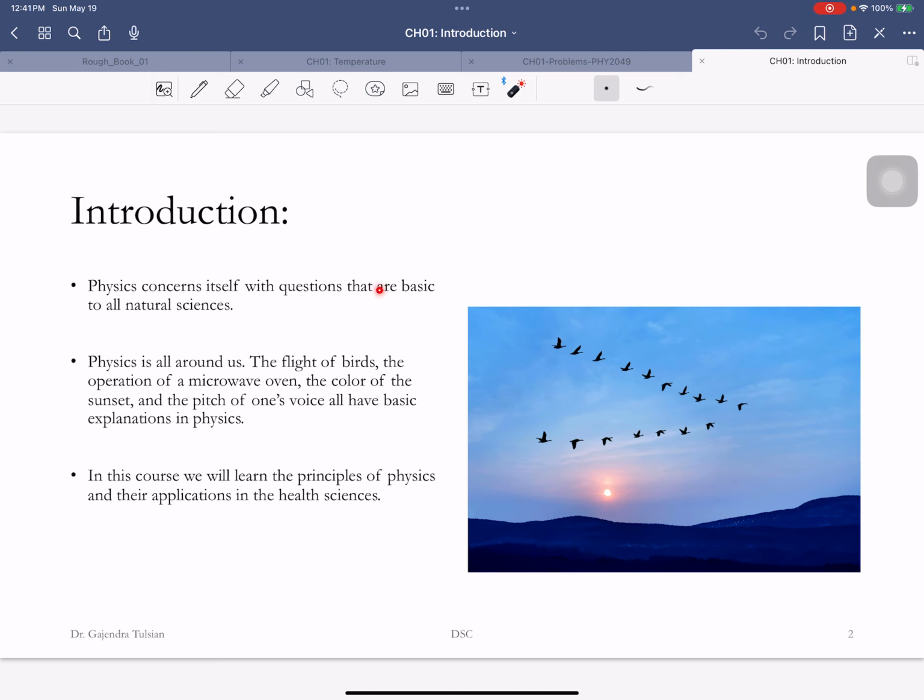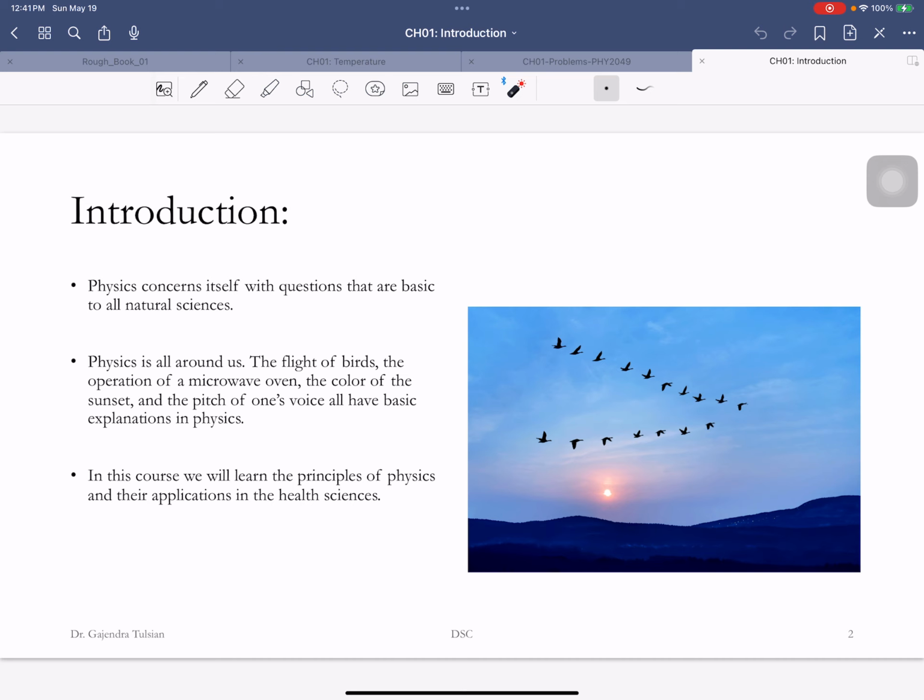Physics answers some of the most basic questions in all of natural science. Okay, so physics sort of is at the foundation of natural sciences. You see it all around us. So, for instance, this collective behavior by birds is an energy conservation principle. They do this to conserve energy. You see the bicyclists do this as well.